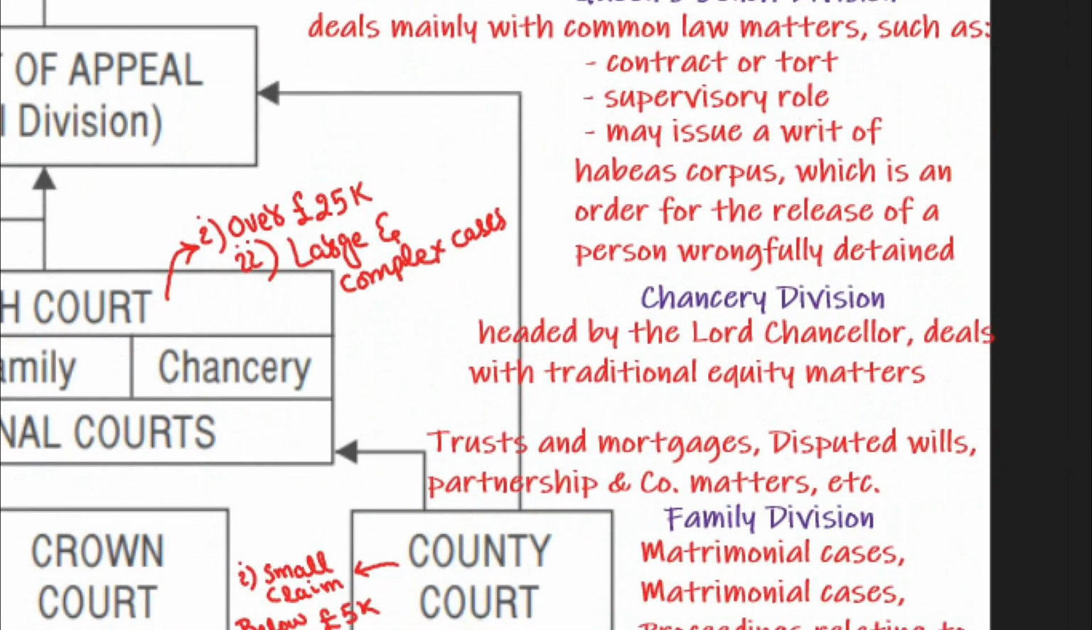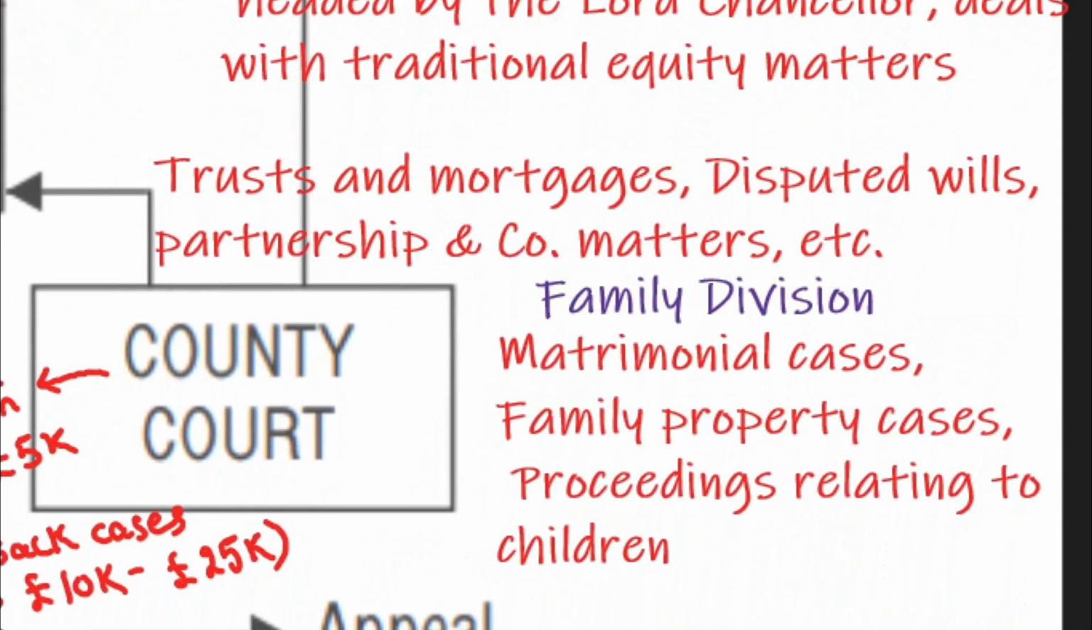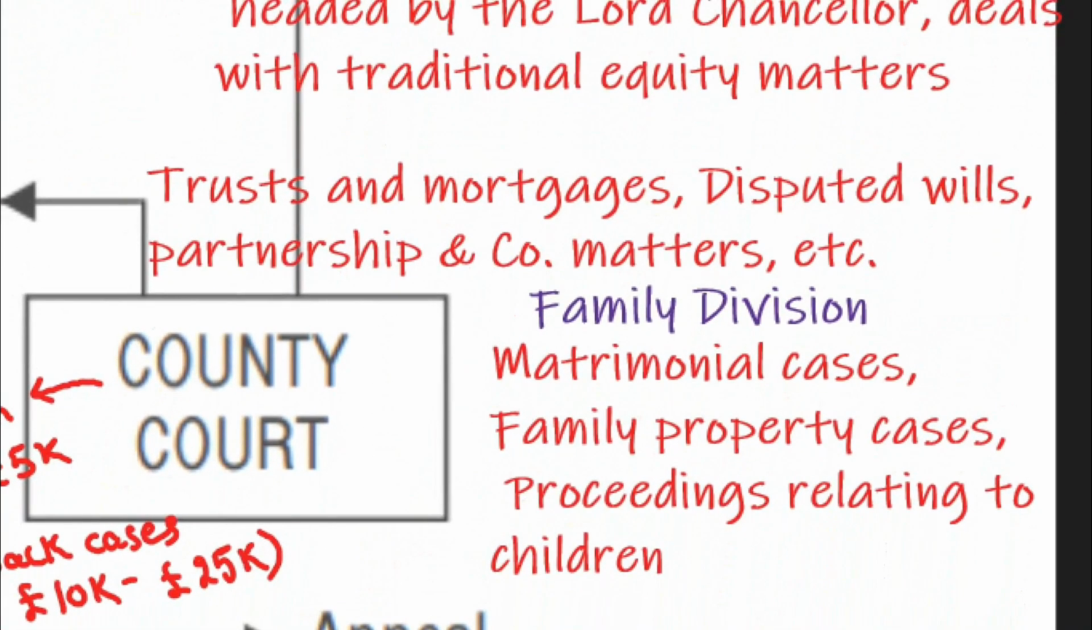And if we talk about the Chancery Division, this division is headed by the Lord Chancellor, and it deals with traditional equity matters such as trusts, mortgages, disputed wills, partnership, company matters, etc. And at the end we have the Family Division. It mostly deals with matrimonial cases, cases related to family property, and proceedings related to children, for example, adoption of children, guardianship of children, etc.